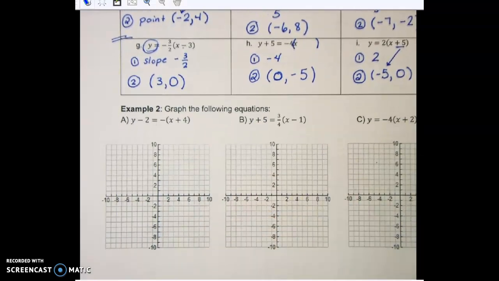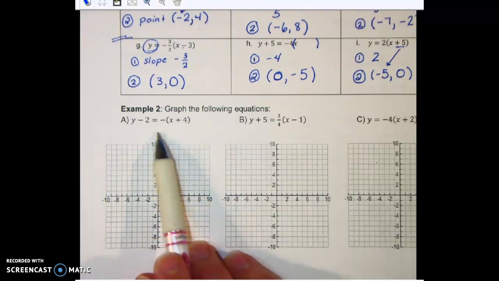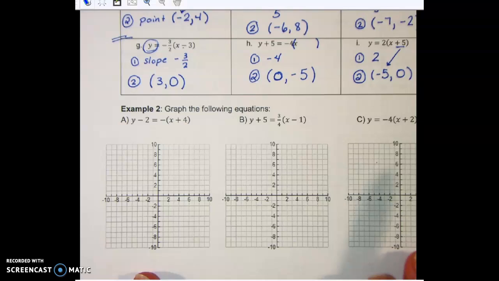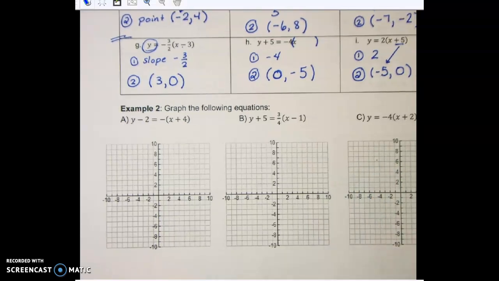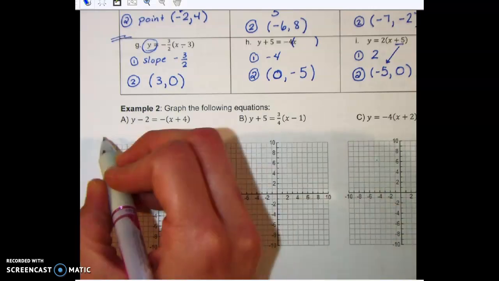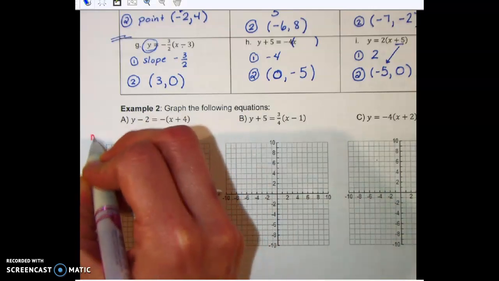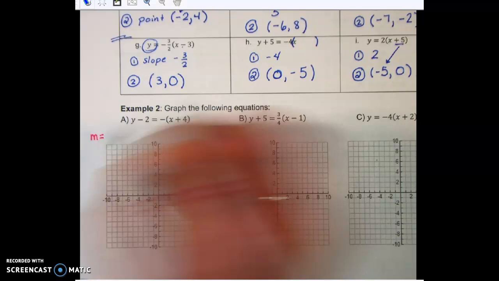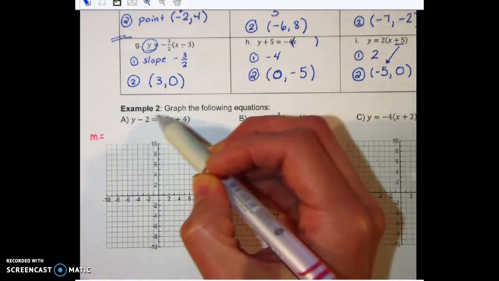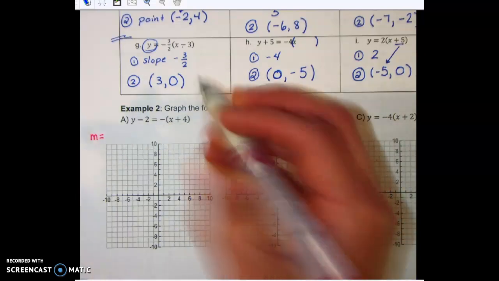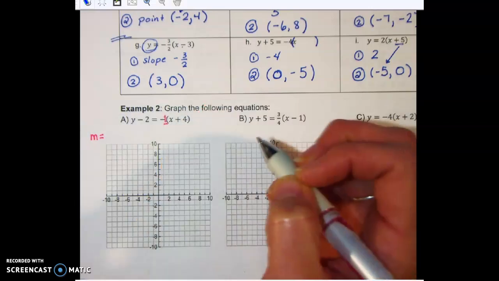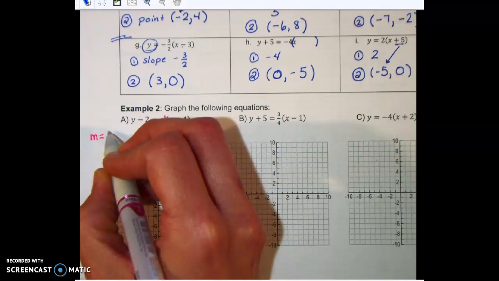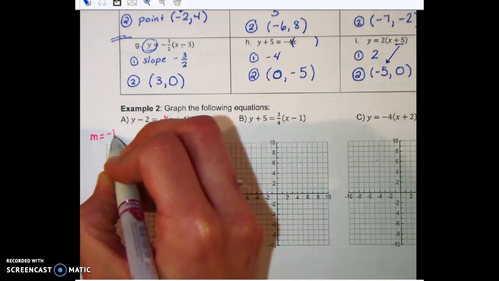But I'm going to go ahead and start by just identifying on these first 3 examples here, identifying the slope and the point, which is exactly what we did yesterday. So we found the slope to be, it's always going to be this number in front of the parentheses, and this one's a little tricky because there's not actually a number there, but that's a -1. So my slope is going to be -1.